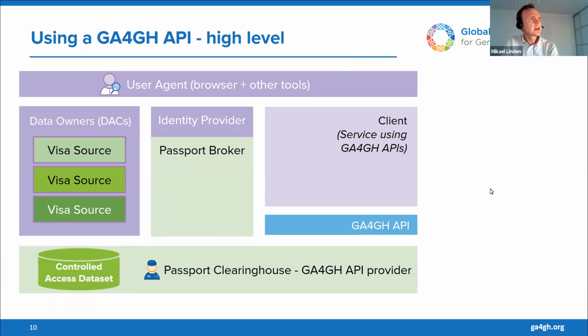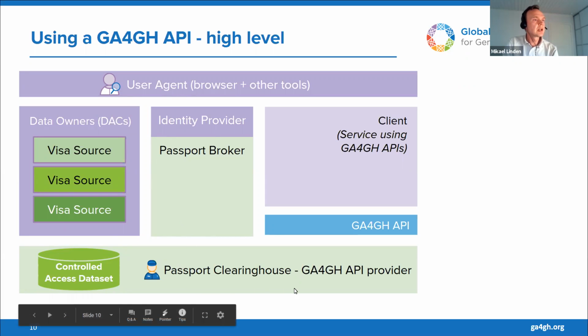So in this diagram, you can see the same components that were in the previous slides. There are the visa sources, which are data access committees for controlled access visas. The passport broker is here in the middle, and the passport clearinghouse down here, which is the component which consumes the passports and enforces access to controlled access data.